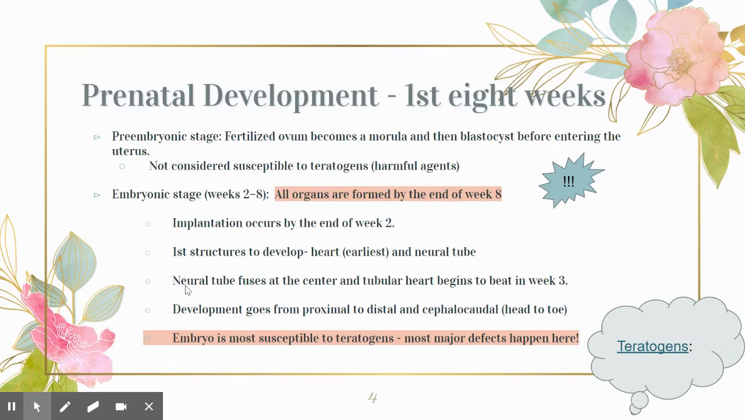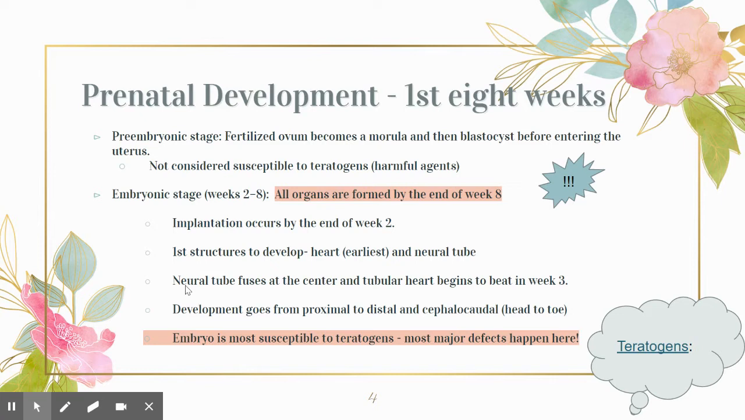The first 8 weeks is the pre-embryonic stage and the embryonic stage. In the pre-embryonic stage, we have a fertilized ovum. As the cells divide, it becomes a morula, which is a mass of cells, about 6 to 12 cells, and then it becomes a blastocyst where the cells start to differentiate. And then it enters the uterus and implants. At this stage, it is not considered susceptible to harmful agents called teratogens.